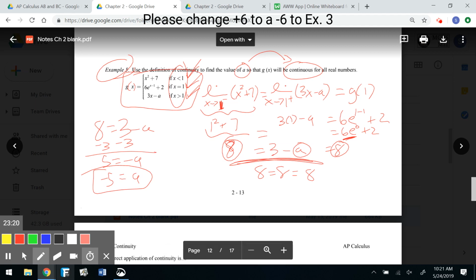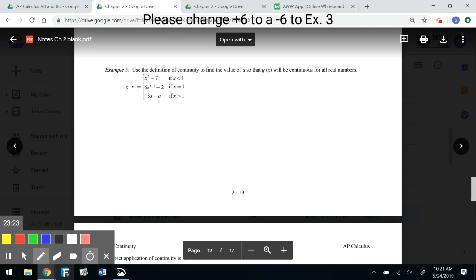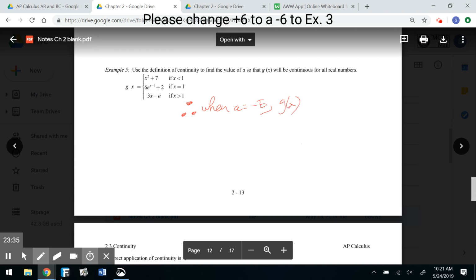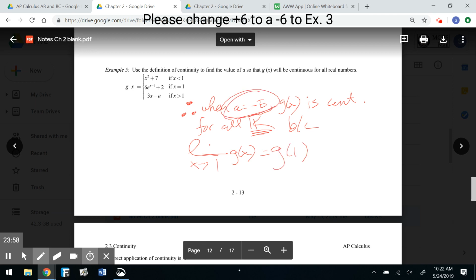Now I'm going to erase this stuff. Boom. Because I've got to write a statement now, right? We always write a statement. Therefore, when a is equal to negative 5, g of x is continuous for all real numbers, because the limit as x approaches 1 of g of x is equal to g of 1. And when does that happen? When a is equal to negative 5. I told you that would be fun.